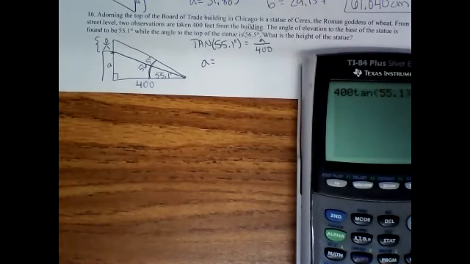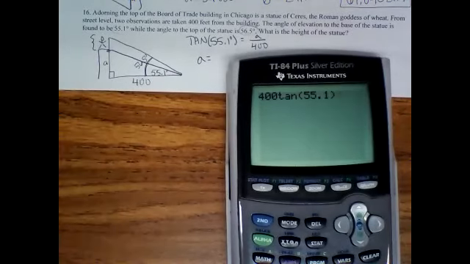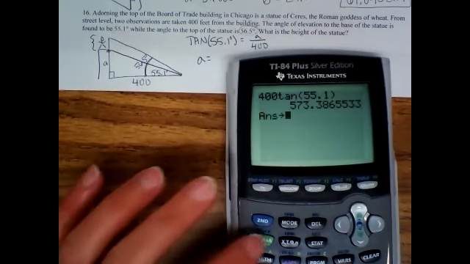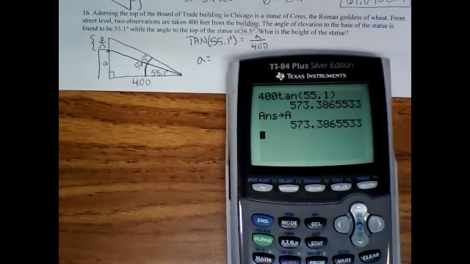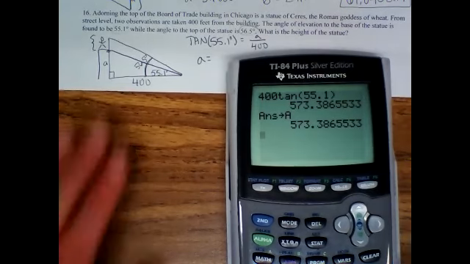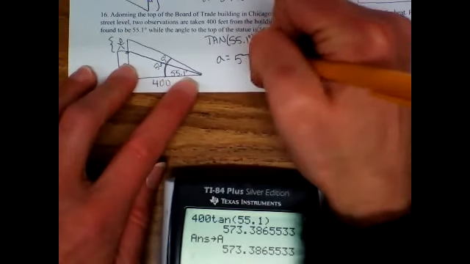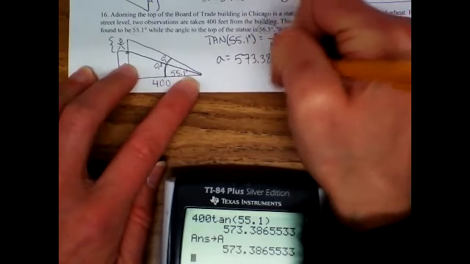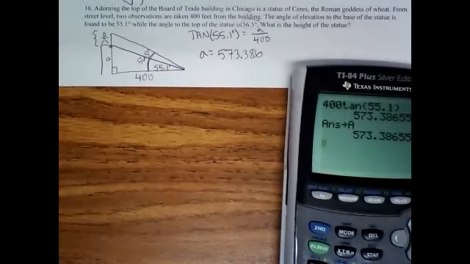And please type with me. I always get somebody that's like, nah, I'll just watch. That's not going to work on the test. Doing the typing is a skill that you need, so please practice with me. Anyone feeling brave? How tall is the building? This is going to give us the height of the building. Good, perfect. 573.386. Store it. Store alpha A, enter. Do that before you even write it down so that you don't forget.